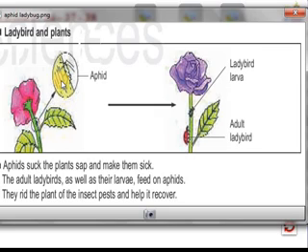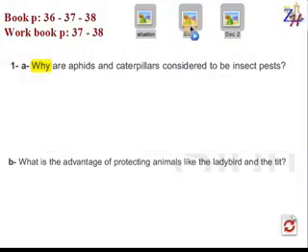So these aphids suck or absorb the plant sap, the liquid that contains the nutrients of the plant, and they make them sick. The adult ladybirds, on the other hand, as well as their larvae, feed on aphids. They eat the aphids. They rid the plant of the insect pests and help it recover, get well from the sickness. This is document 1. Let's see now document 2.